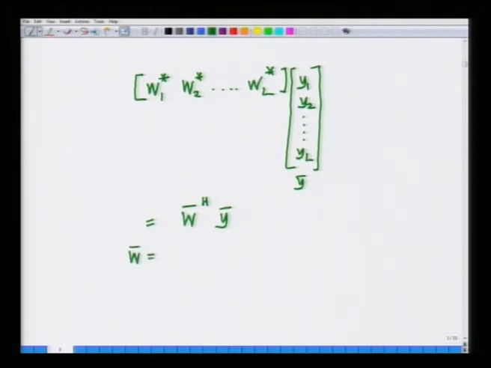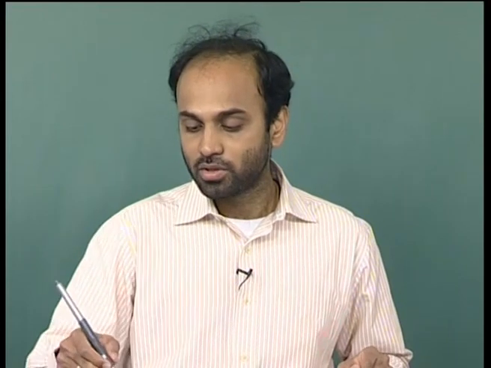where w bar is the vector w1, w2, so on up to wl. All right. So, what I said is we are linearly combining the received signals as w1 conjugate y1, w2 conjugate y2, so on up to wl conjugate yl. I can represent this succinctly using this matrix notation, which is nothing but w bar Hermitian y bar.